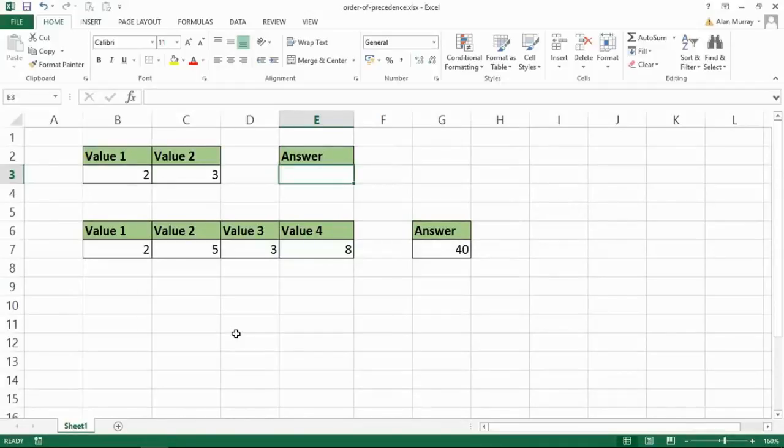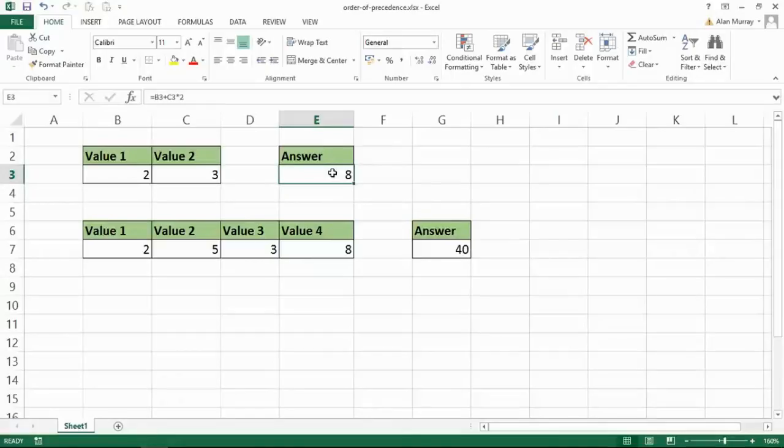Looking in cells B3 and C3, I have the numbers 2 and 3. Let's imagine in cell E3 I'm going to write a formula, just like in the previous lesson. So equals at the start, I click on value 1, plus value 2, and then let's imagine that answer needs to be multiplied by 2. So I'm looking at 2 plus 3, which should make 5, and then multiply by 2, which I guess makes 10. But when I press enter, the answer is returned as 8.